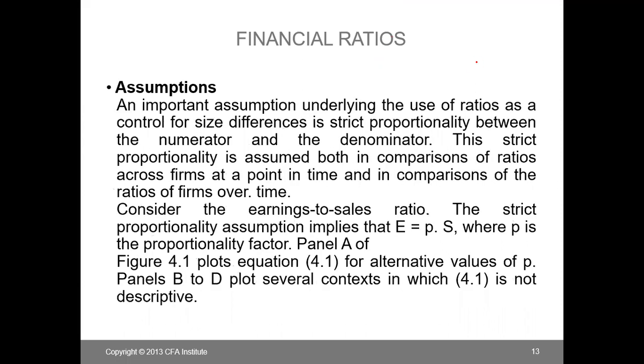So we have looked at some motivations, some reasons why we need to use financial ratios. Now we would like to give you a hint that behind the use of financial ratios, there are some strict assumptions. One strict assumption is that a financial ratio is a number which reflects a strict proportionality. What does it mean actually?